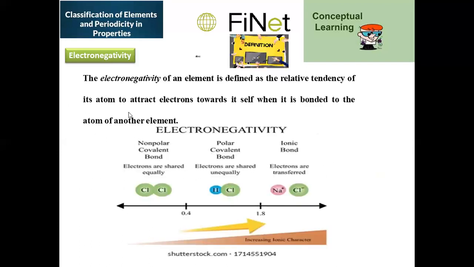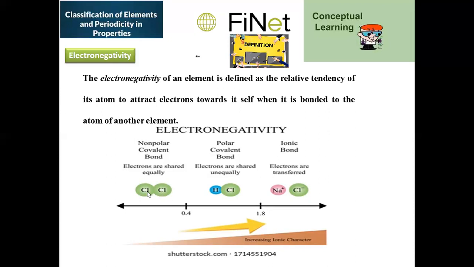Now, let us go with the actual definition of electronegativity. Electronegativity of the element is defined as the relative tendency to attract electrons towards itself when it is bonded to the atom of any other element. Relative tendency, always it will be a relative property, it is not an individual property. With respect to any other element, whether it is stronger or weaker, that relative or comparative property we are studying.